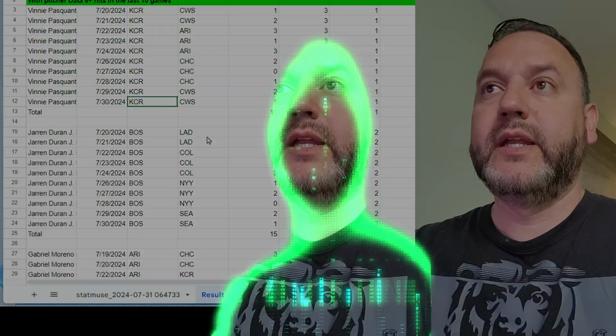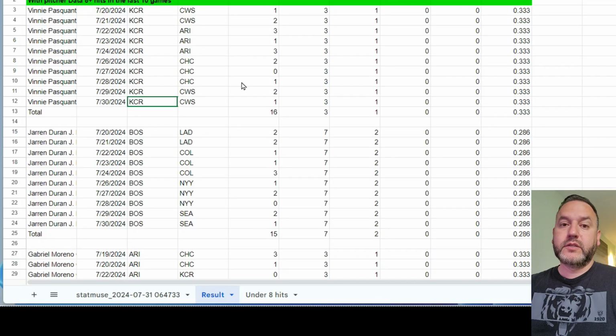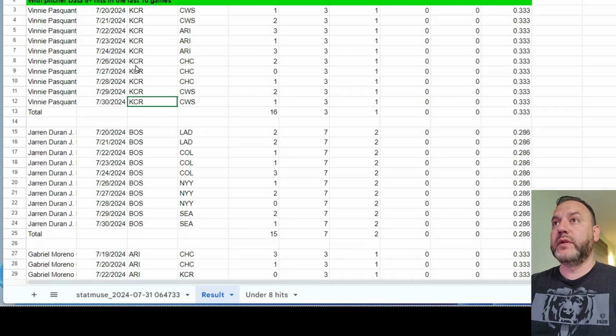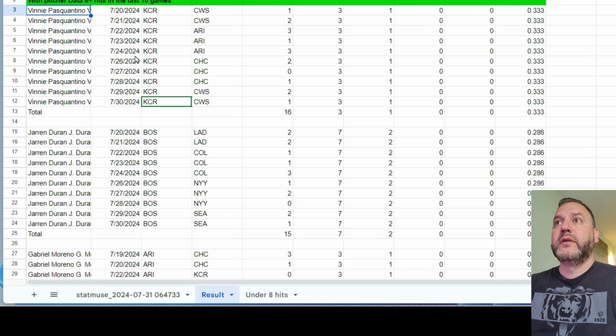Okay, now let's go on the overs. So again, I'm switching from the unders 1.5 to the overs 1 hit, for baseball batter props. So right here, I already sorted this out, but basically this is the information that I have for the batter props. So Vinny Pasquantino, how do you say that? Vinny Pasquantino, I think that's how you say it.